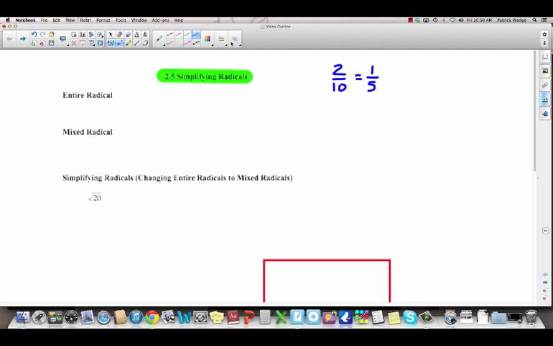1 over 5, right? Well, believe it or not, radicals can also be written in simplest terms, and that's what we're going to teach you today, how to write a radical in simplest terms. First of all, though, we need to introduce you to two terms here, entire radical and mixed radical. An entire radical is a radical that has a coefficient of 1.